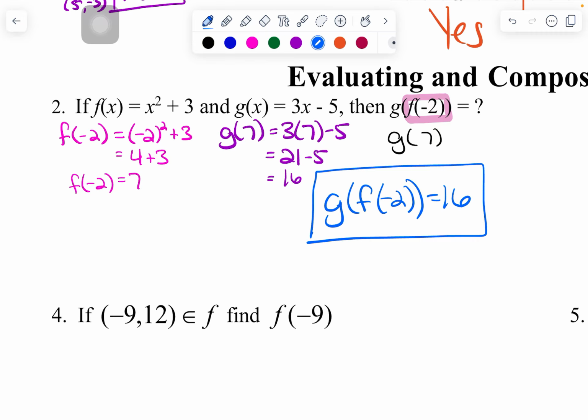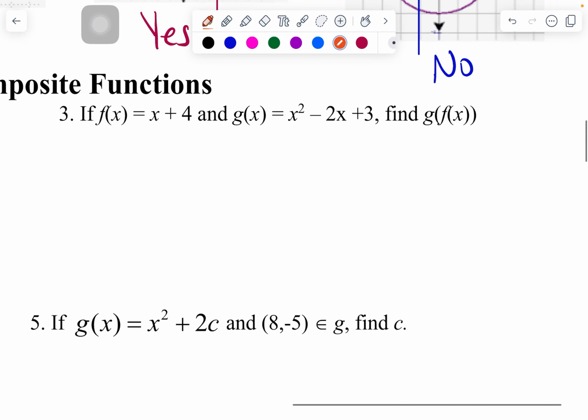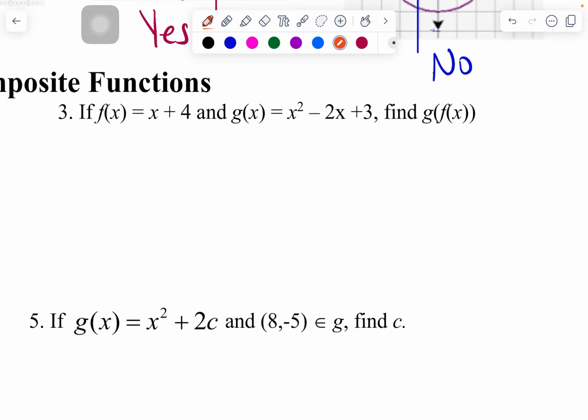All right, moving on to number 3. Okay, it's another composite function here. Oh, excuse me. And so now this time we have g of f of x. Now there's no numbers here. So it's not like I'm going to take something and put it in the f function, then take that answer.